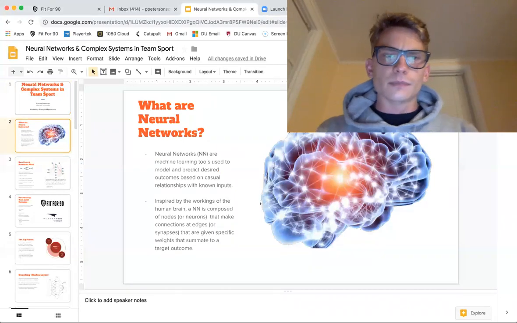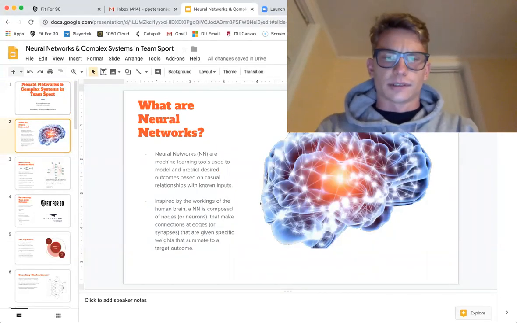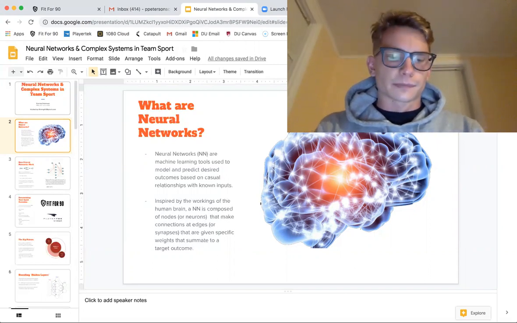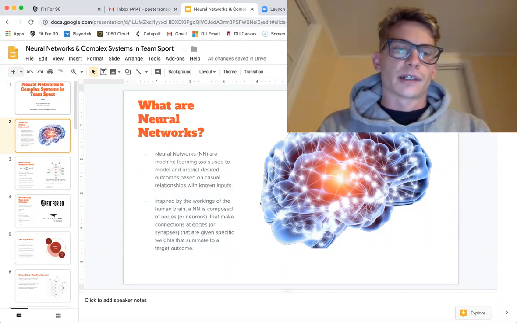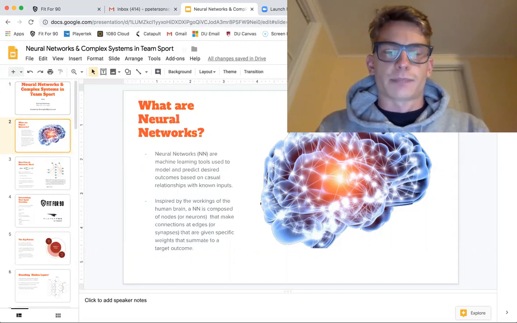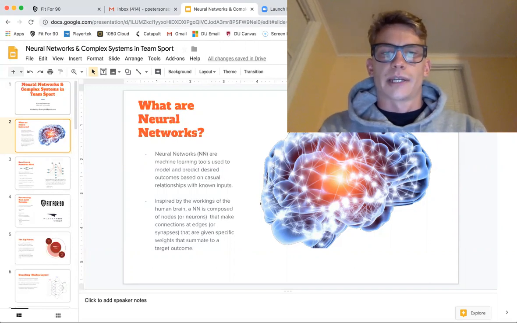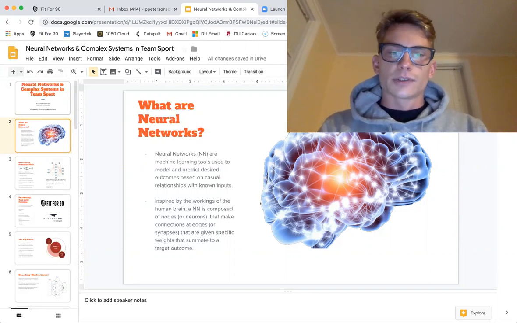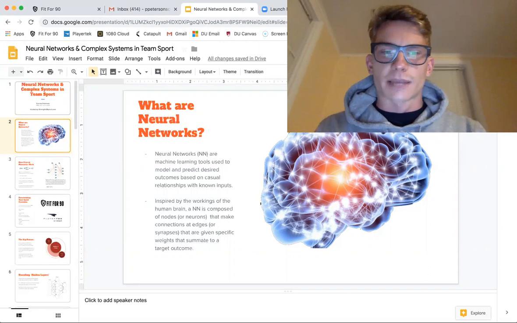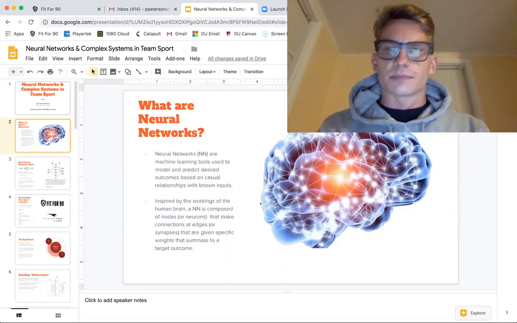Starting off, we could talk about what exactly a neural network entails. A neural network is a deep learning tool, a machine learning activity that a lot of statisticians and data scientists are starting to use today. It's based off the model of the human brain. So there are these nodes or neurons, for our sake we'll call them inputs today, that make connections at edges or synapses. These synapses give specific outcomes.